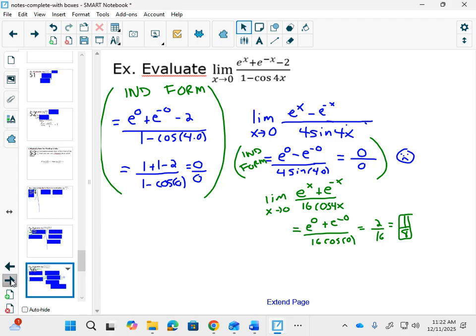So L'Hopital's rule to use, actually quite easy. What do we have to know? We have to know our derivatives, which we should. And we just have to know when we're allowed to use it. So you get a limit question that you have trouble with. Check if it's the indeterminate form.